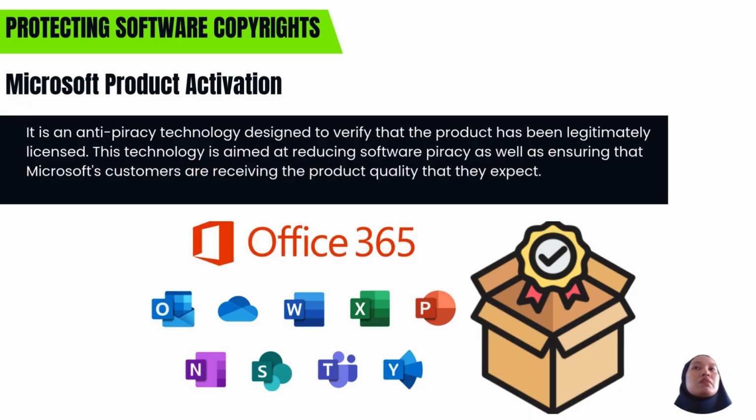When you install Microsoft Office, you are prompted to enter a product key. Once you do, Microsoft will check online to verify it. If the key is valid and not overused, the software is activated and you can use all its features without restriction.